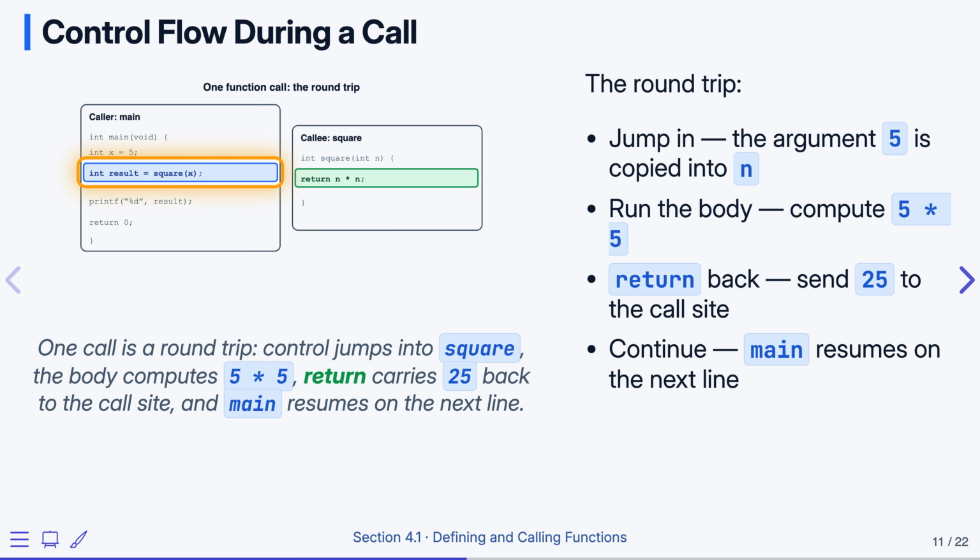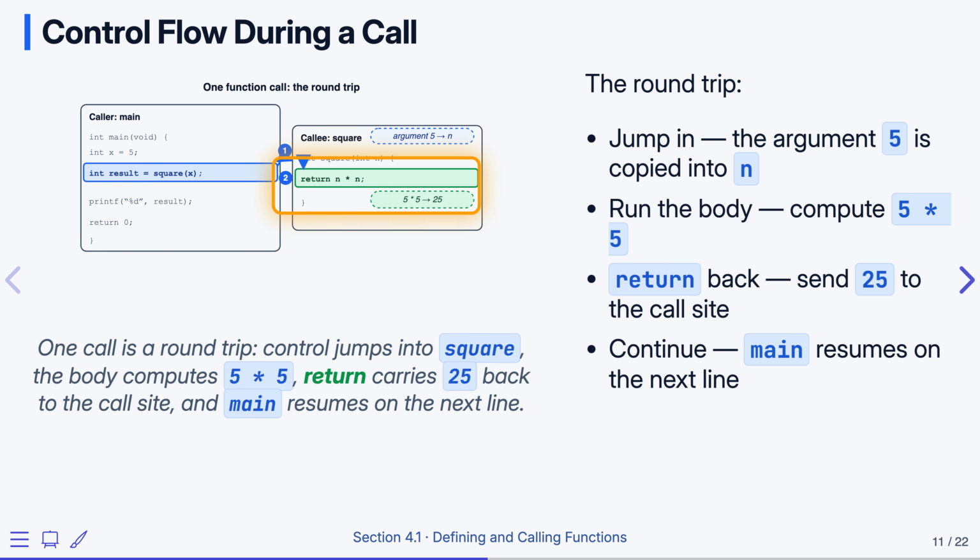This is one function call, from start to finish. In main, we reach the highlighted line. int result = square(x). Control is about to leave main. Step 1. Control jumps into square. The argument 5 is copied into the parameter n.